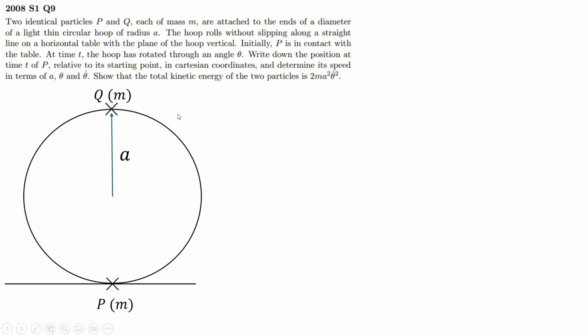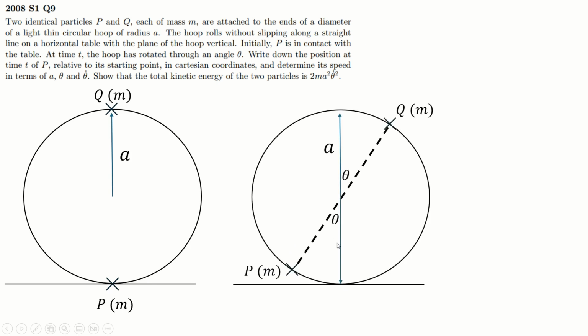And now this hoop spins around. It doesn't slide. So P doesn't maintain contact. It doesn't slide over. It turns over. And P and Q both move. For example, if it turns over theta, you end up with this situation here, is what it's talking about. And now it says, write the coordinates of P relative to where it started in terms of theta.